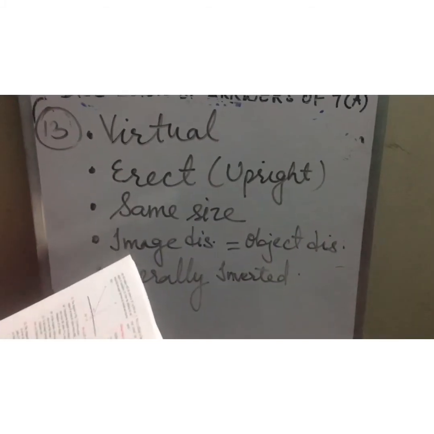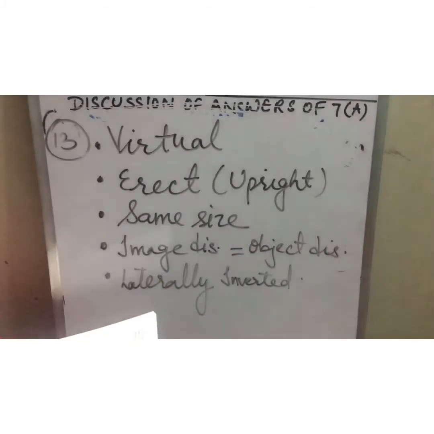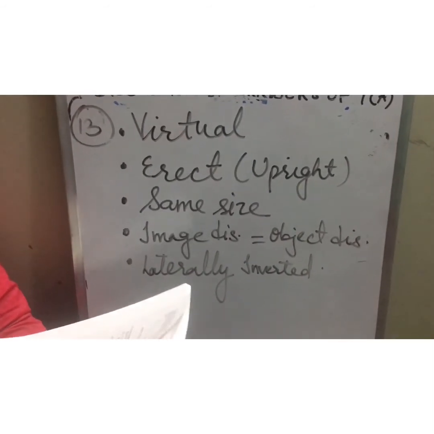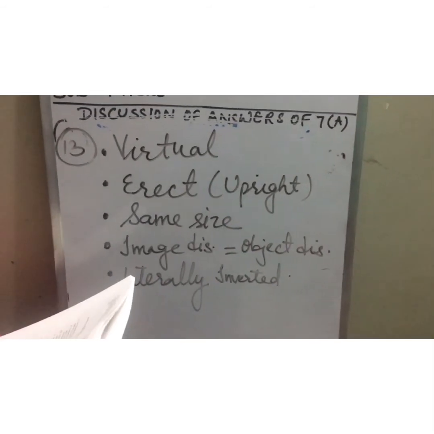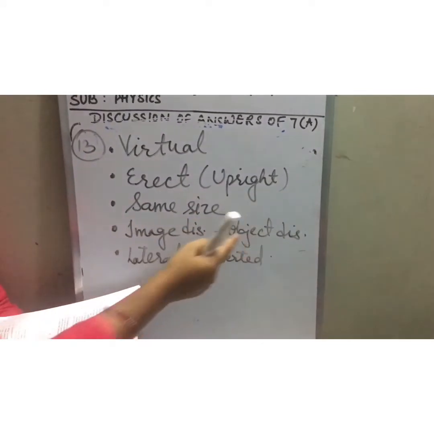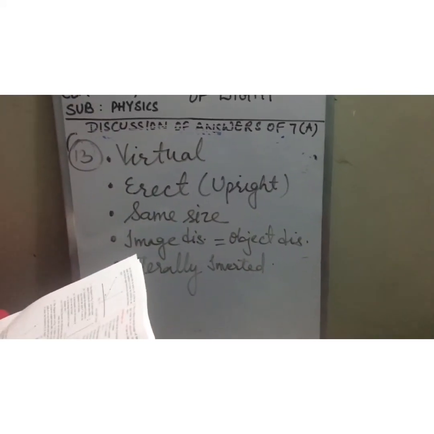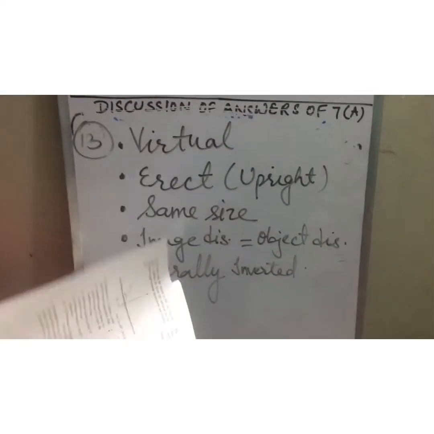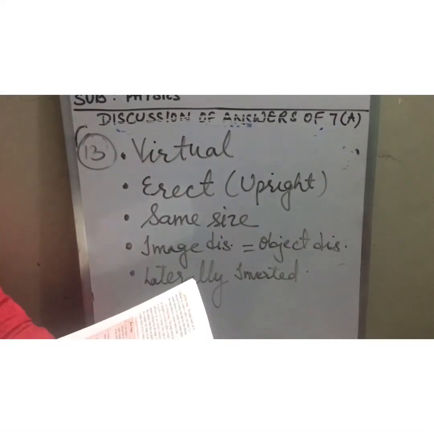Now question number 13, B part. How is the position of the image related to the position of the object? Position of the image is equal to the position of the object. Okay, this I have explained to you. Image distance equals the object distance. Now question number 14. Differentiate between a real and a virtual image. It's given on page number 150, students.